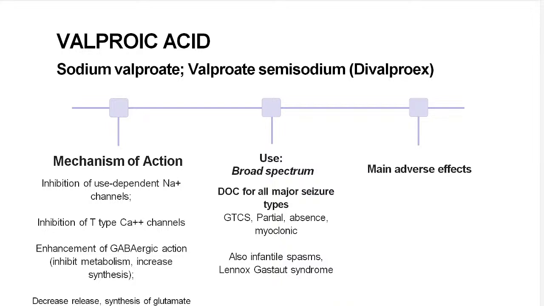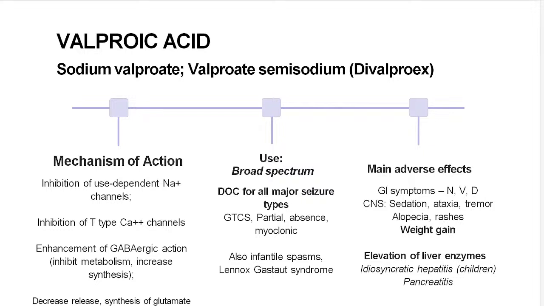Now, what are the main adverse effects? For valproic acid, GI and CNS adverse effects are the main issues. It can cause gastrointestinal irritation. It can cause CNS depression, just like all other anti-epileptics do, because eventually we are inducing some extent of CNS depression, right? Alopecia, rashes, weight gain have also been known to occur in a subset of patients. So these are the adverse effects.